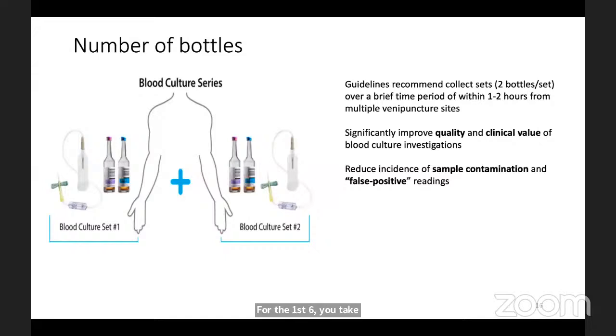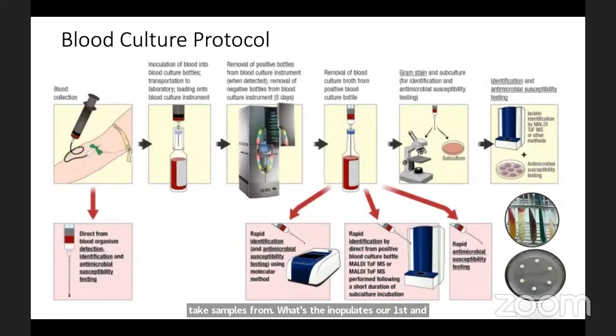So for the first set, you take it on 1 arm. It's advisable to take multiple sets from multiple sites, 1 arm, another arm. Whilst I was researching for this, I even came across a study that said there's no significant difference in taking a sample from multiple sites. But this is what the CDC is saying. We take samples from multiple sites to inoculate our first and second sets. All right.